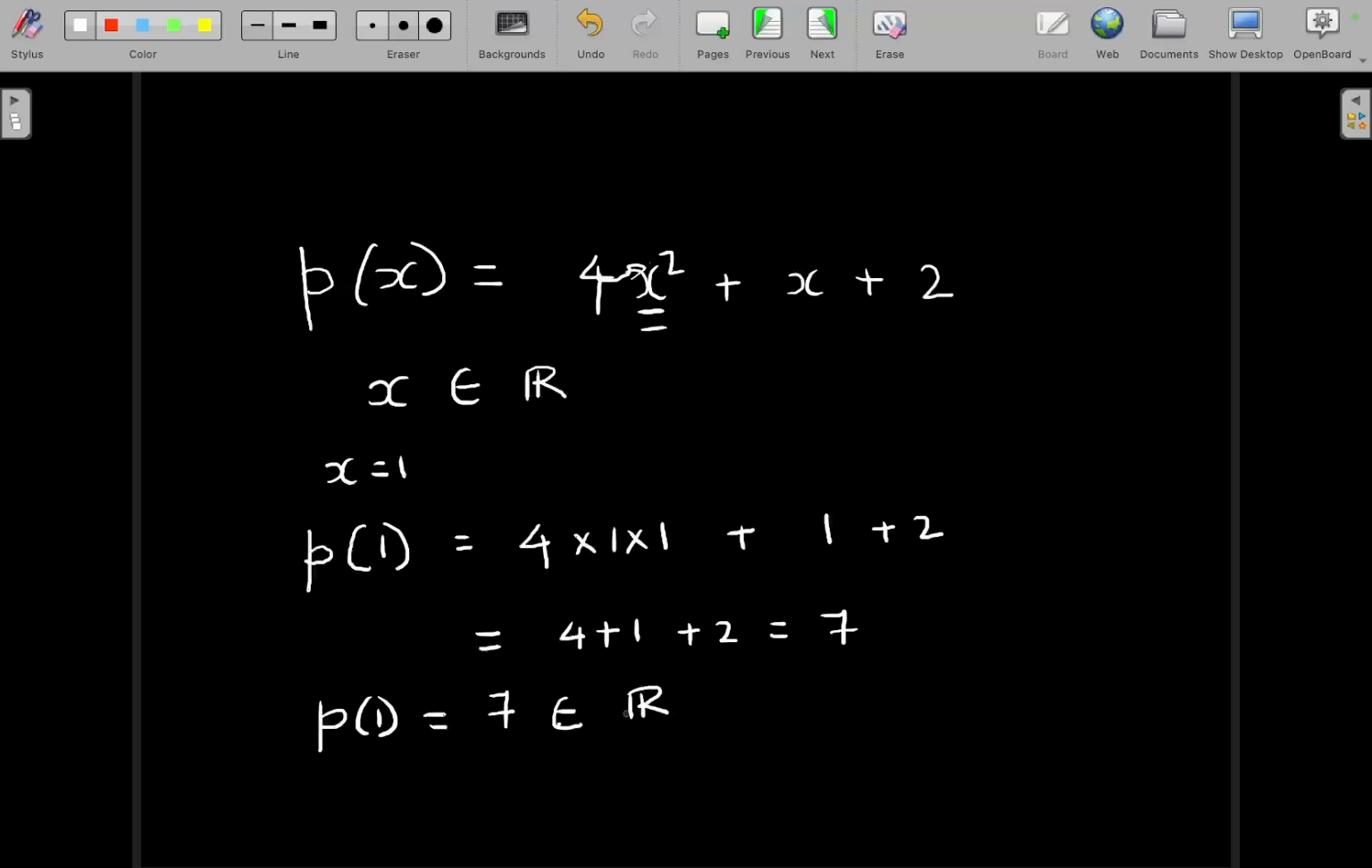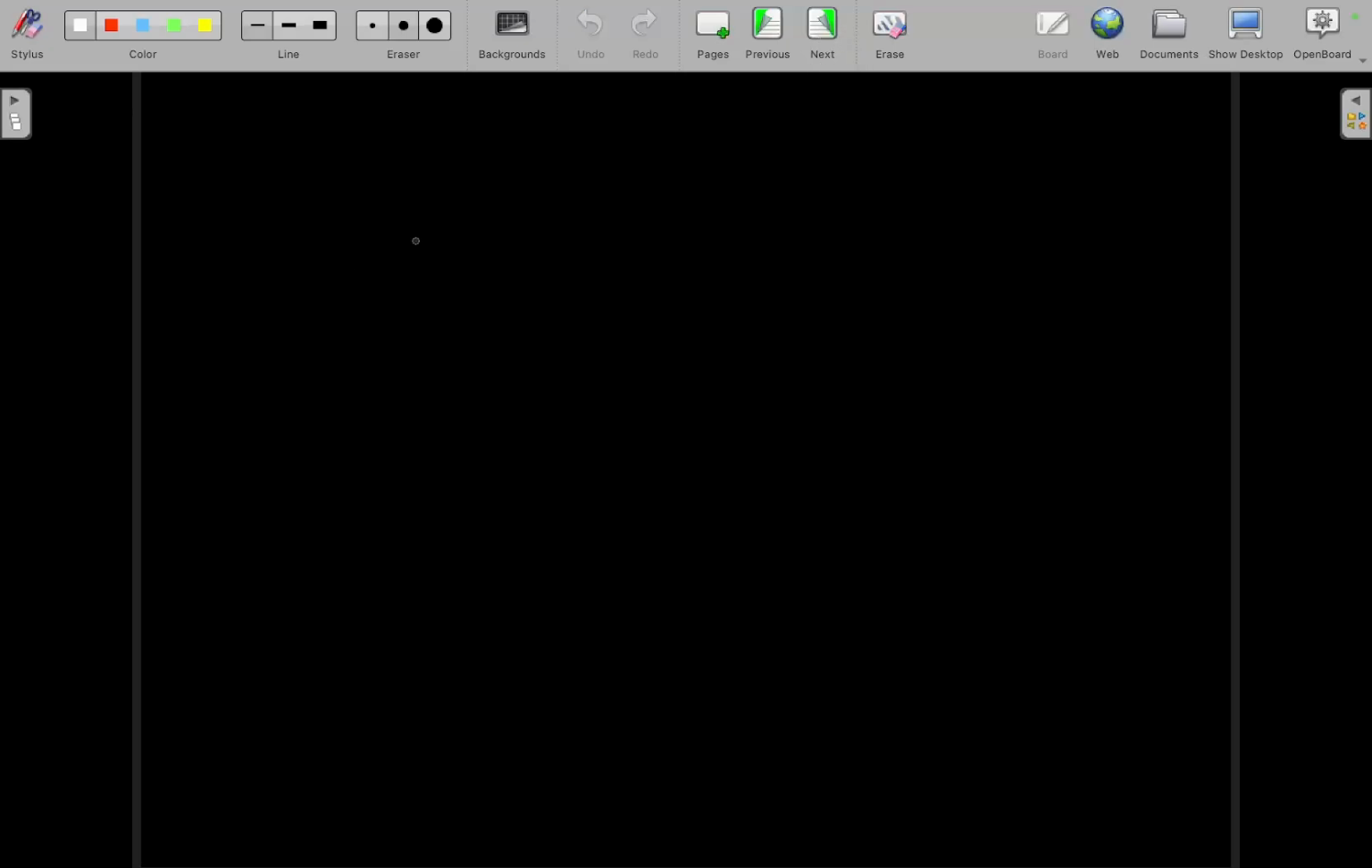So this is the meaning of p of 1, and you can evaluate anything, p of 2, p of 2.1, any real number, you can evaluate the value of the polynomial. Then the next important idea is that if I have a constant term like this, this can also be considered as a polynomial even though it's a constant term and there is no x.